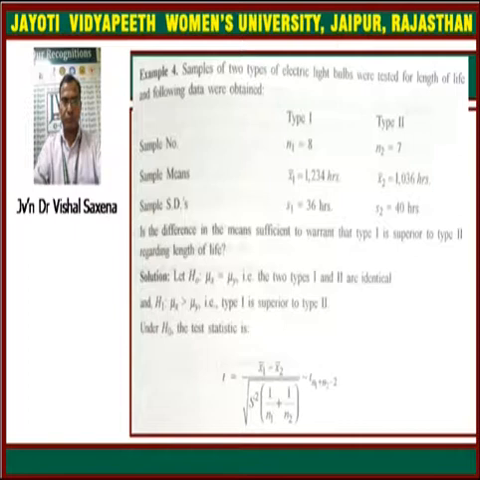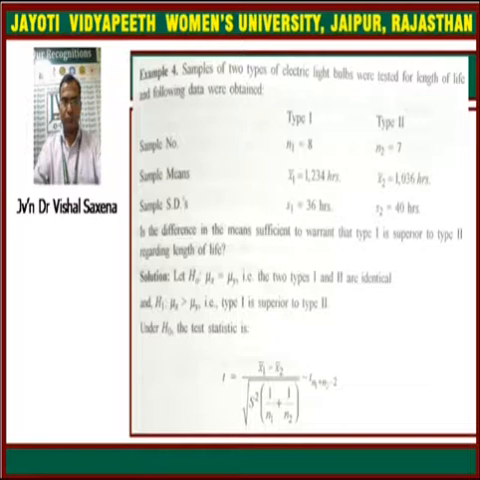Now here we have one more question to understand this. Samples of two types of electric light bulbs were tested for the length of life, and the following data are obtained. In this example we are given two types of electric bulb, type 1 and type 2. Here the sample sizes are N1 equal to 8 and N2 equal to 7, and their mean values are given as x1 bar and x2 bar.